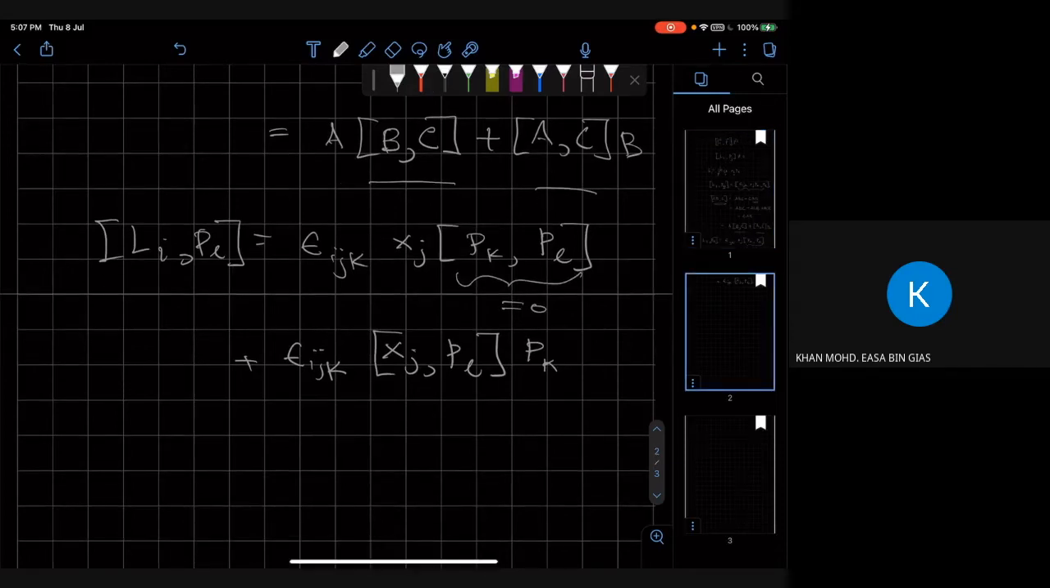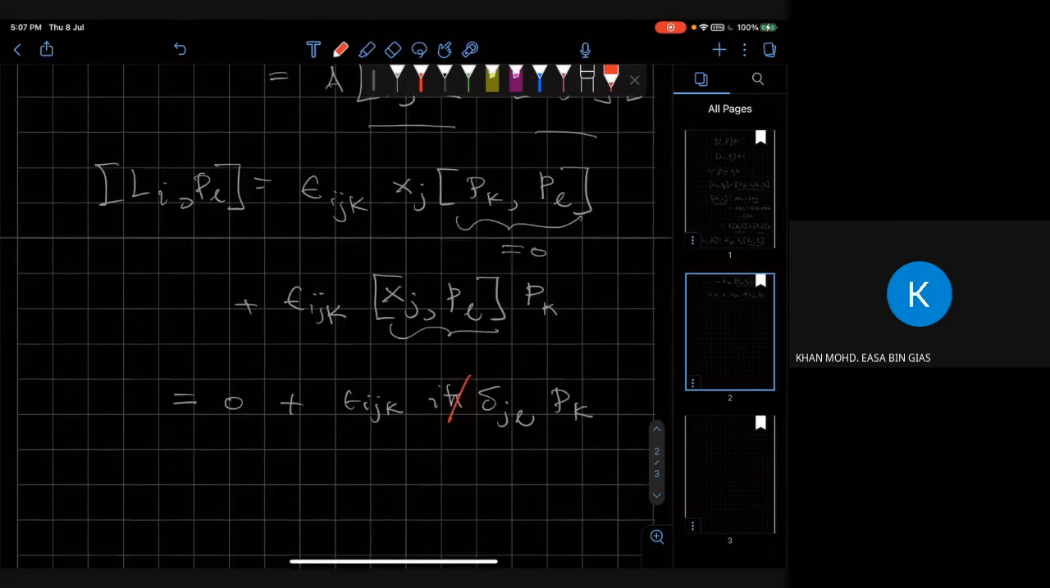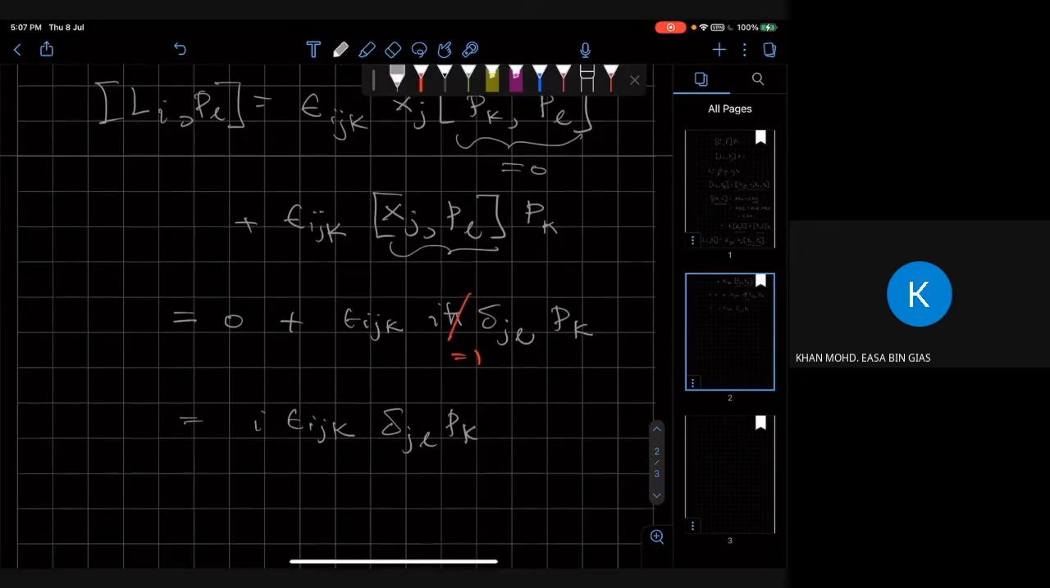So the first term is going to be 0. The second term, we know what this is. This is epsilon_ijk, i times h bar delta_jl p_k. But of course, we are taking h bar to be 1, so I'm just going to set that equal to 1. So then what we have is i epsilon_ijk delta_jl p_k.